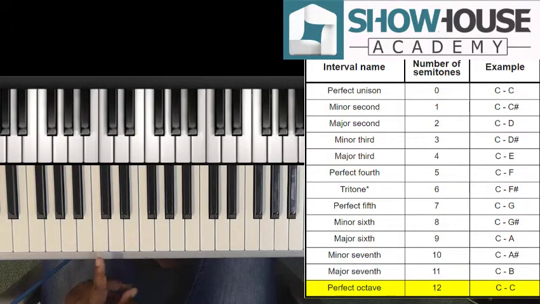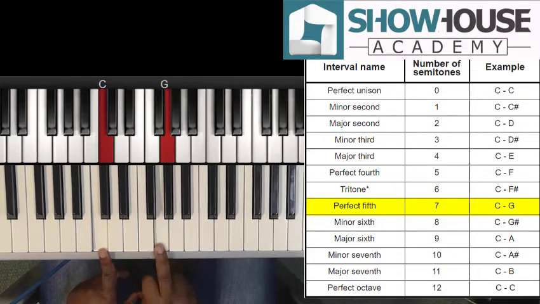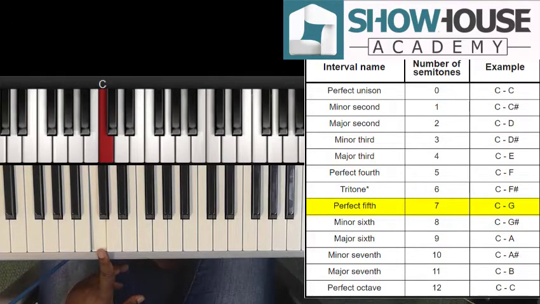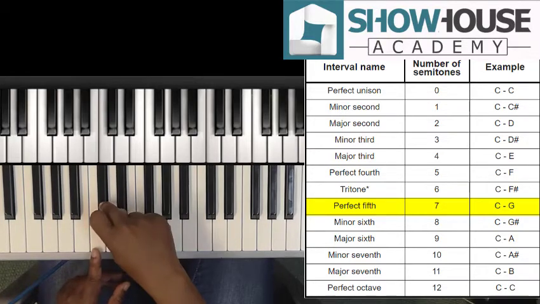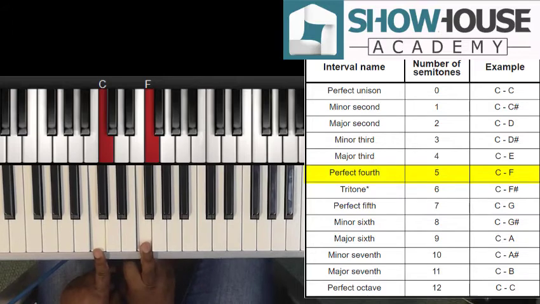Let me show you another interval. 7 semitones from your reference point: 1, 2, 3, 4, 5, 6, 7. 7 semitones gives you a perfect fifth. And then 5 semitones: 1, 2, 3, 4, 5. 5 semitones gives you a perfect fourth interval.